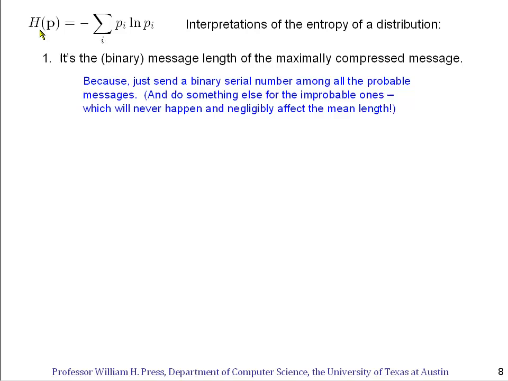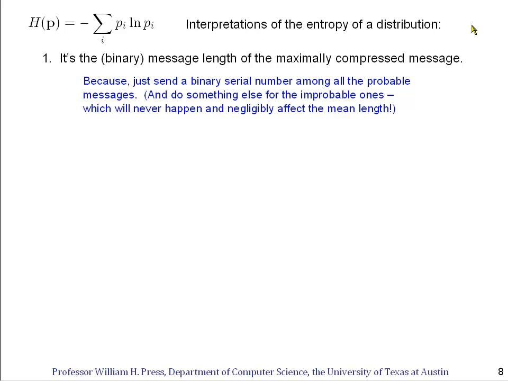So entropy, sum of p log p, has various uses, or as it says here, interpretations. The one we've been seeing up to now is that it's the binary message length of the maximally compressed message. That is to say, if a message contains only 2 bits per character, then it can actually be compressed down to 2 bits, 2 ones or zeros per character.